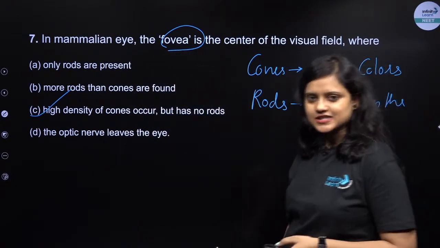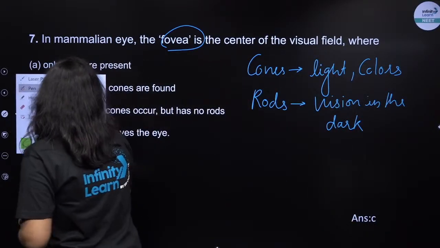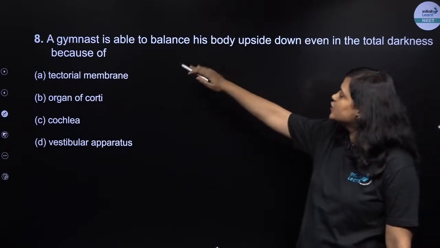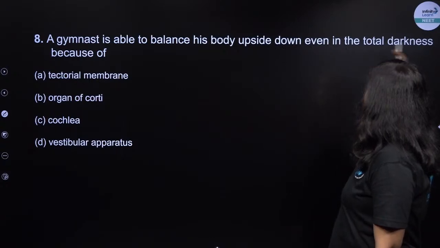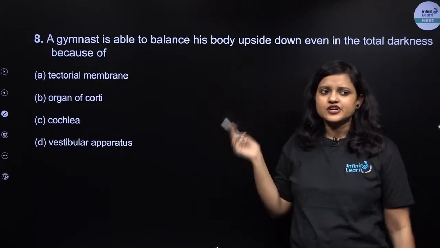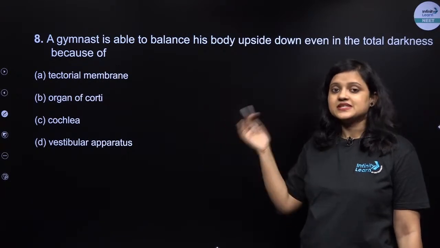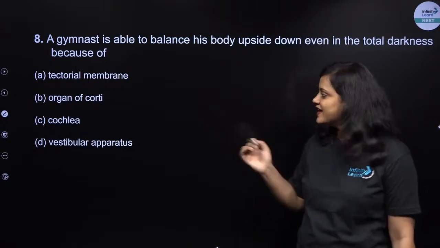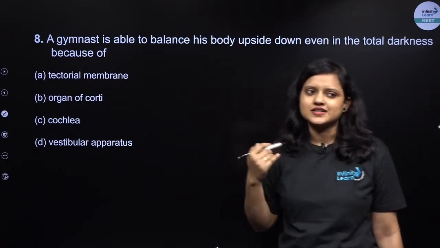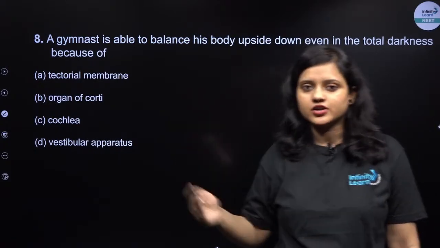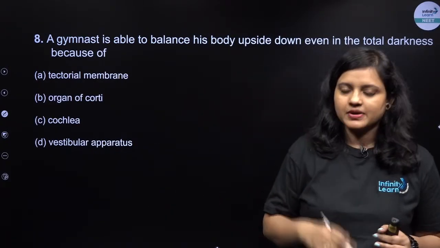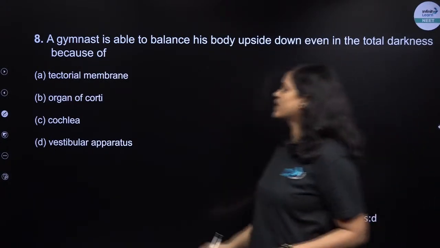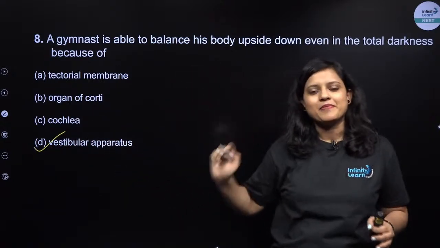Now let's move on to our next question. A gymnast is able to balance his body upside down even in total darkness because of. That gymnast is not able to see, but still he can balance his body. Why? Because balancing is due to the vestibular apparatus present in our ears. You must have studied that ears are not only responsible for hearing, but they have the vestibular apparatus that helps us in balancing. So the correct option for this question will be D, vestibular apparatus.